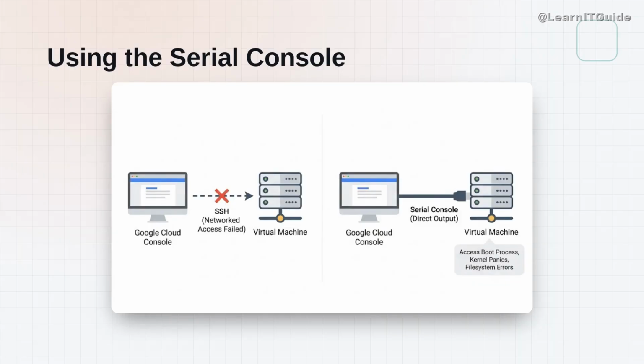What if SSH is completely dead? The serial console is your final lifeline. It provides a direct connection to the virtual machine's output. By enabling this in the Google Cloud Console, you can interact with the boot process directly. It is perfect for troubleshooting kernel panics or file system errors that happen before the network is even initialized. It is a powerful, non-network way to get inside.